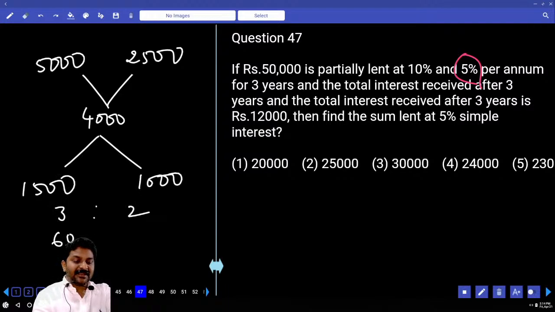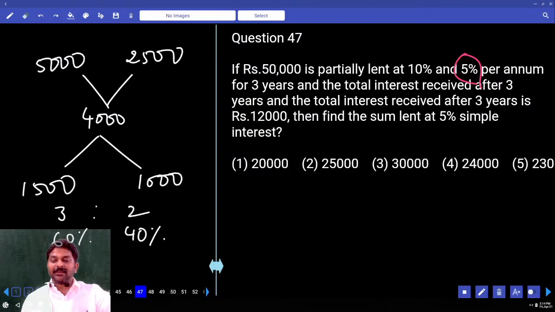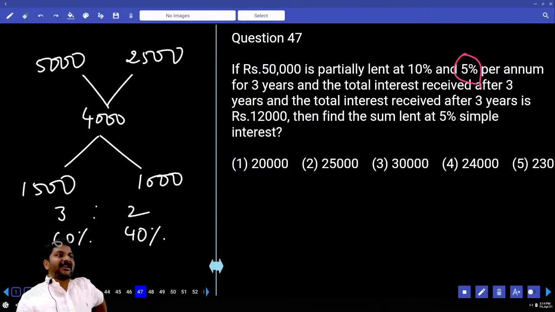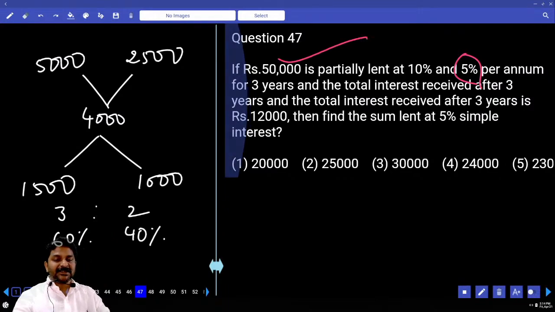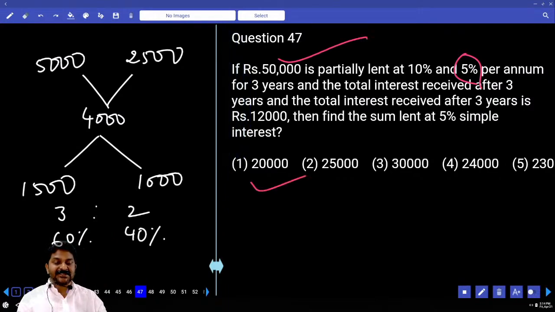So can I say 60% and 40%? Now the question is the amount invested at the rate of 5% per annum, which is 40% only. 40% of 50,000, how much is that? 20,000.